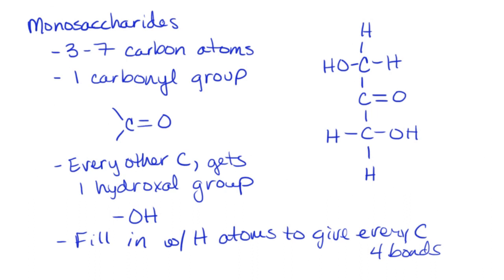We have 3 to 7 carbon atoms. We're going to have one carbonyl group coming off of one of the carbons. Every other carbon is going to get a hydroxyl group, and then we're just going to fill in with some hydrogen atoms so that we ensure that every single carbon is going to have 4 bonds coming off of it. The monosaccharides get just a little bit larger than this one, but not much. So that would be what we would call a linear monosaccharide.